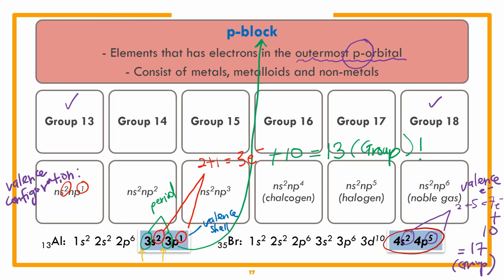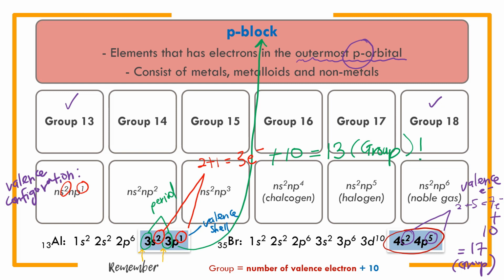And this is consistent with what you can see in the periodic table. So, for p block, please remember, in order to find the group, you have to add the valence electron with 10. And for the p block as well, in order to find the valence configuration here, you must consider all orbitals that are in the same principal quantum number.